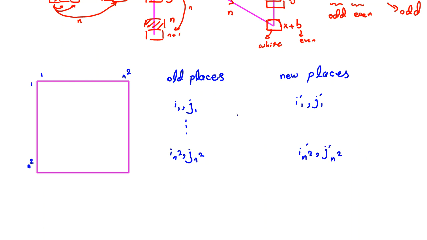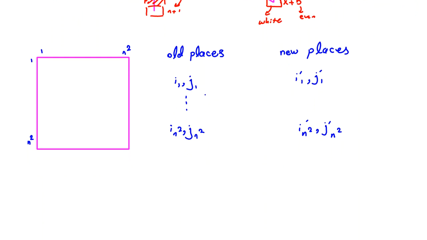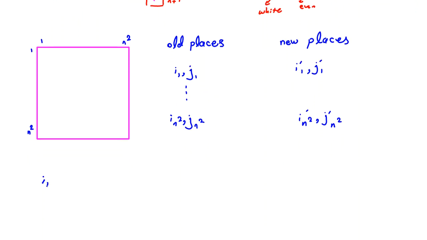From the problem, because we know one of them is white and one is black, we know that for example i_q plus j_q, if we compare it with i prime q plus j prime q, they are not the same mod 2, because one of them is black and one is white. So we consider mod 2. If you add 1 to one of them, then they are equal mod 2.